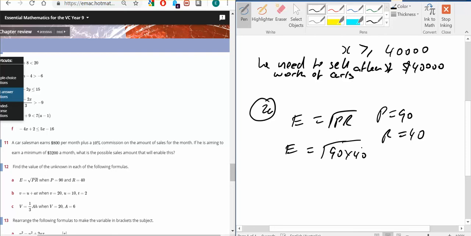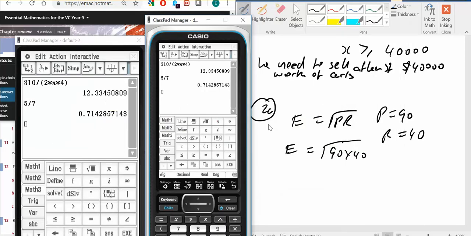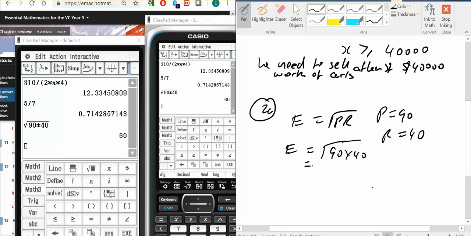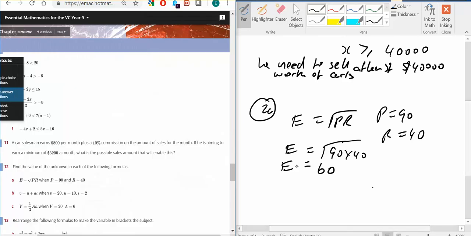Well, you're going to use your CAS to help you figure this out. So if I go the square root of 90 times 40, it gives you 60. So E equals 60. As you can see, I don't want to necessarily work this out in my head, so I'll do it on my CAS. Now V equals U plus AT, so it's just subbing in.